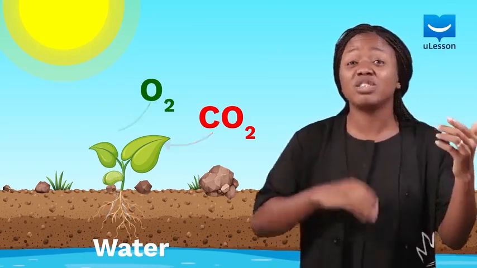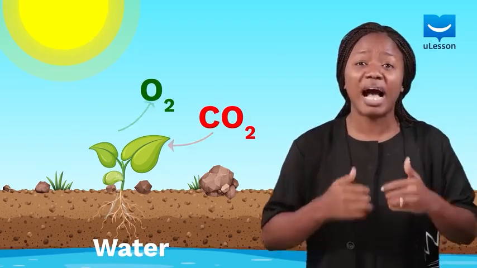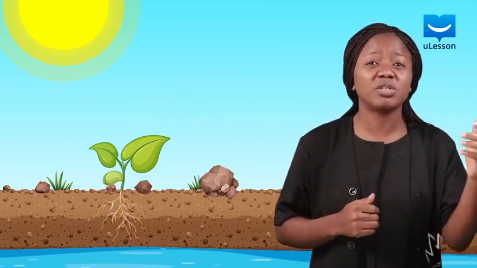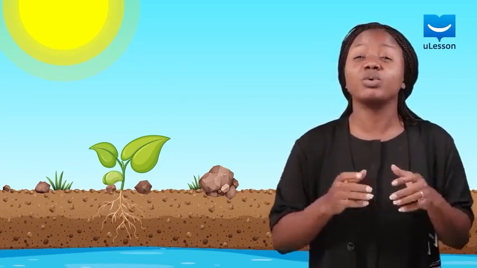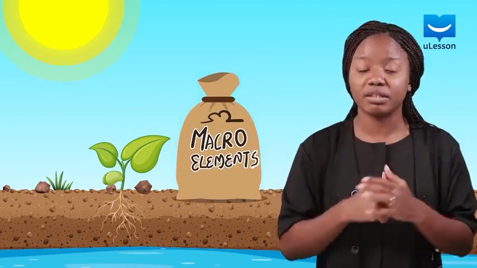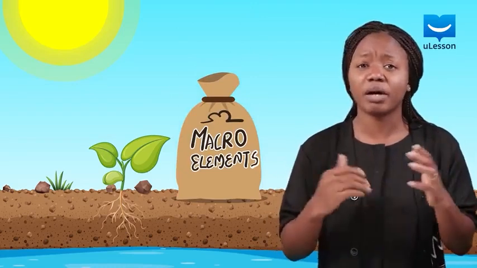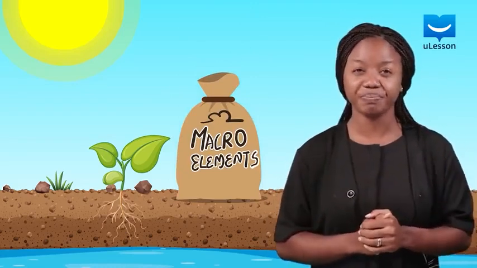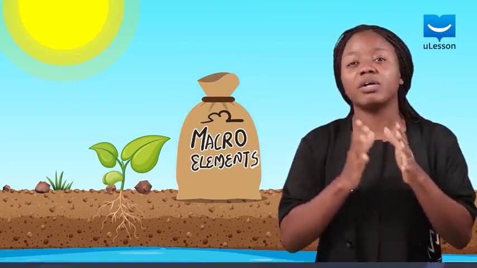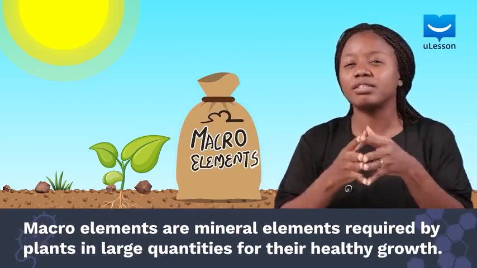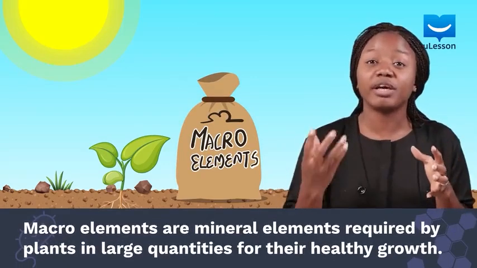We now know that plants need certain mineral nutrients for growth and other cellular functions. These mineral elements can be grouped on the basis of their required amounts or quantities. In this lesson, we'll be looking at macro elements. So, what are macro elements? Macro elements are mineral elements required by plants in large quantities for their healthy growth.